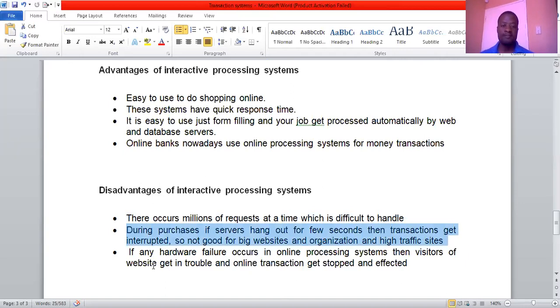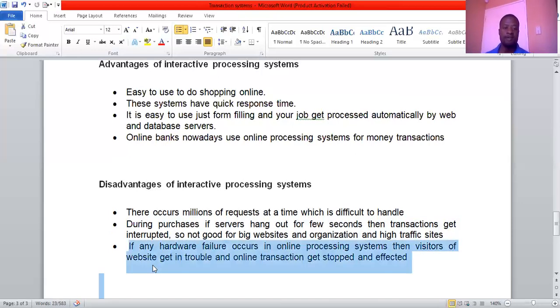During purchases, if servers hang for a few seconds, then transactions get interrupted. So it is not good for big websites, organizations and high traffic sites. If you have flooded the servers or database with so many requests, sometimes the servers hang for a few seconds, and this affects the transactions because it times out. The transaction will be interrupted, meaning you have to start all over again. That is one of the bad things about the interactive processing system.